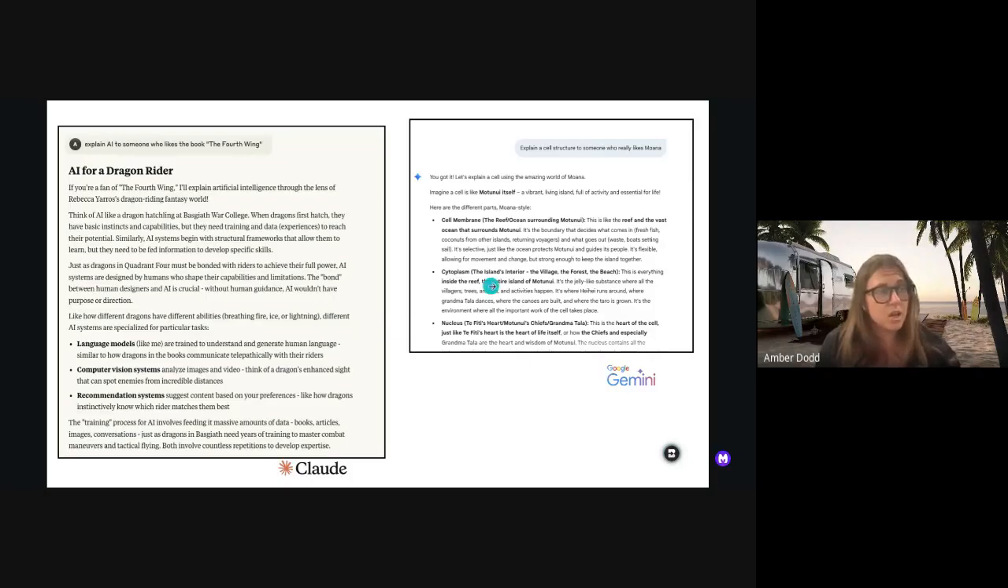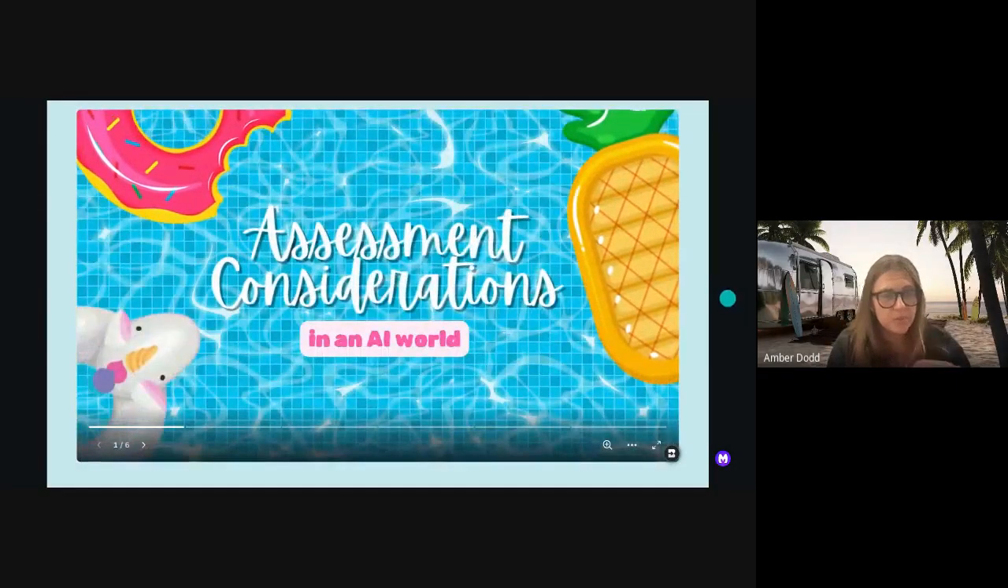Have students give this to a student and say, do you agree or disagree with this? Is this how you would explain this? Is this accurate to the series? Do you think that is really how you would explain a shell structure related to the world of Moana? So there could be really interesting ways of having students evaluate it as well.